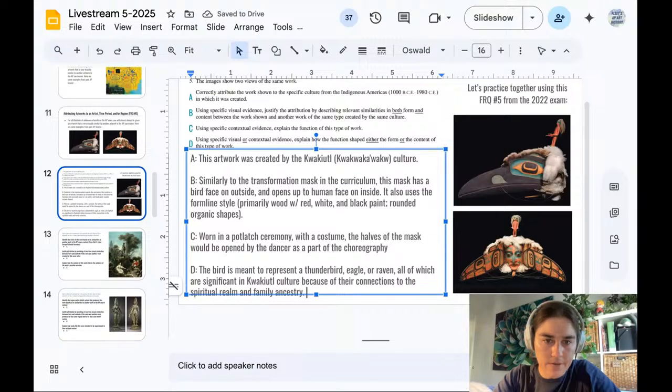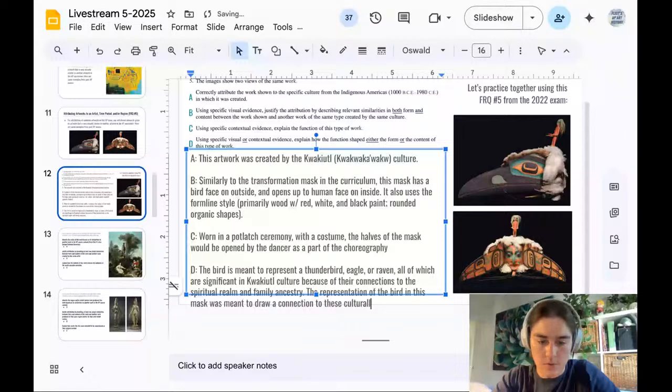The function shaped either the form or the content of this work. Yes, so the representation of the bird in this mask was meant to draw a connection to these culturally significant narratives that were expressed through dance.